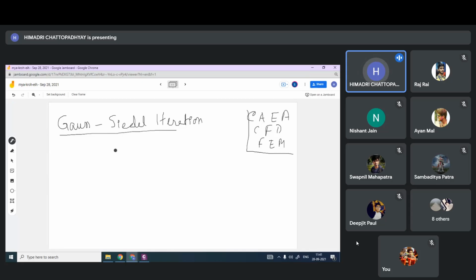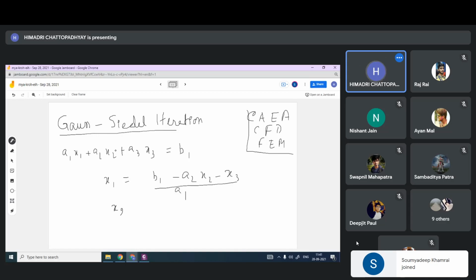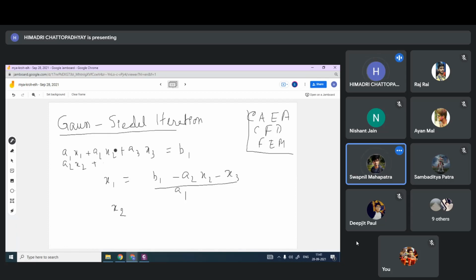So let us think about Gauss-Seidel iteration. What we did: A1 x1, A2 x2, A3 x3 is equal to P1. So we said that x1 will be P1 minus A2 x2 minus A3 x3, by A1. Similarly for x2. This requires different names, so A1, A2, and there will be A3 x3.